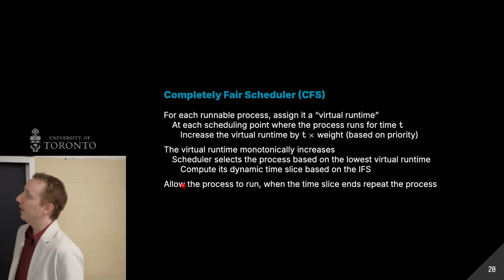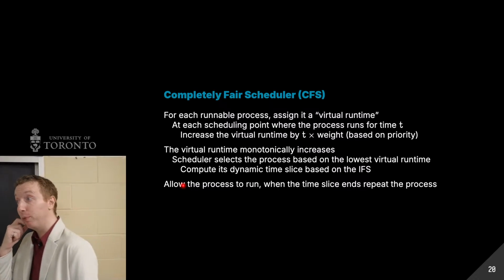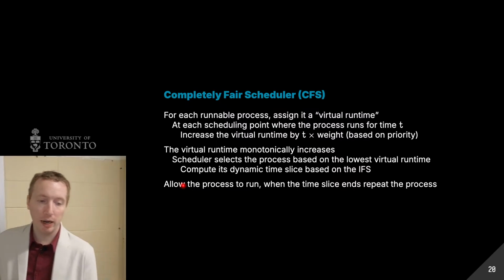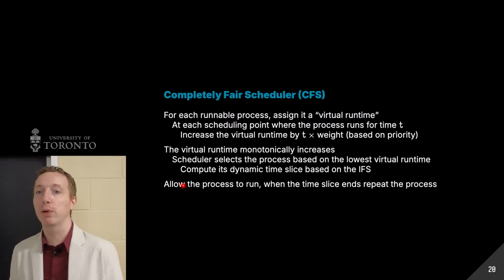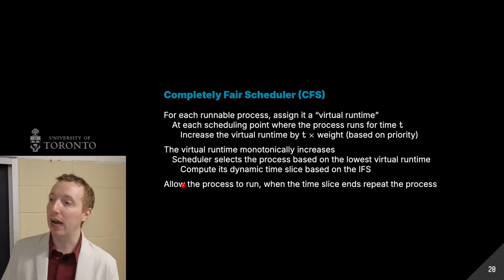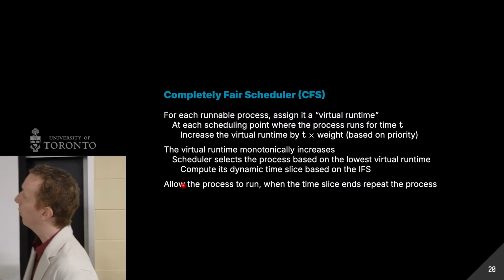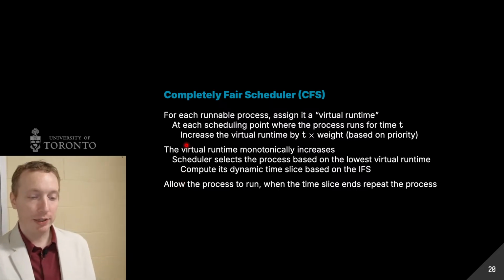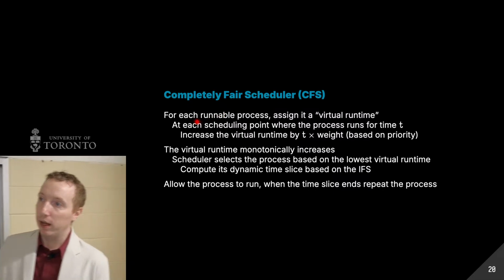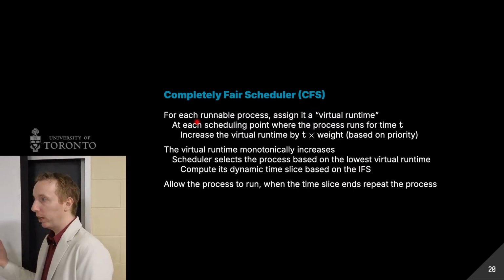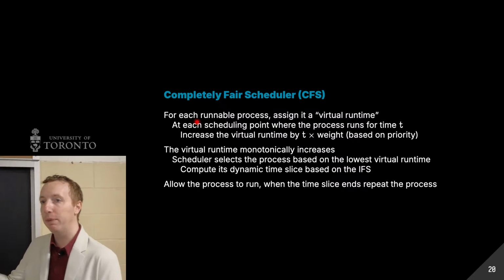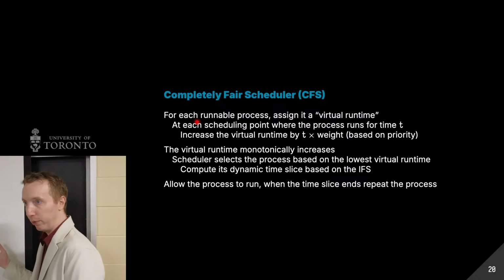So the idea behind the completely fair scheduler, which is what the Linux kernel actually uses, is that each runnable process gets assigned a virtual runtime. That virtual runtime is basically just record keeping of how long it has executed for in totality. So at each scheduling point where some process runs for some time t, how we would normally record how long it runs for is we would just add the time it runs to its total runtime, right? We would just keep adding and adding its total runtime.